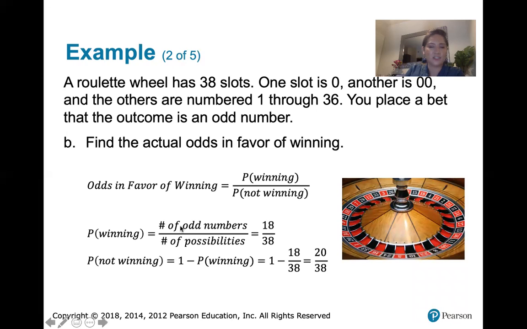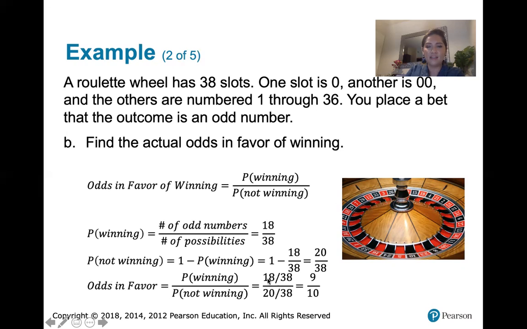Now we still have to answer this question. We're not done yet. The question says, what are the odds in favor of winning? So we had to compute the probability of winning, which we already did. Then we use the probability of winning to find the probability of not winning, which is this right here. And then you just divide them and simplify as much as possible. So you've got 18 out of 38 divided by 20 out of 38. Take the fraction in the denominator, flip it, and multiply, those 38s will cancel. And what you end up with is 18 out of 20, which simplifies to 9 out of 10. So the actual odds in favor of winning are 9 out of 10.